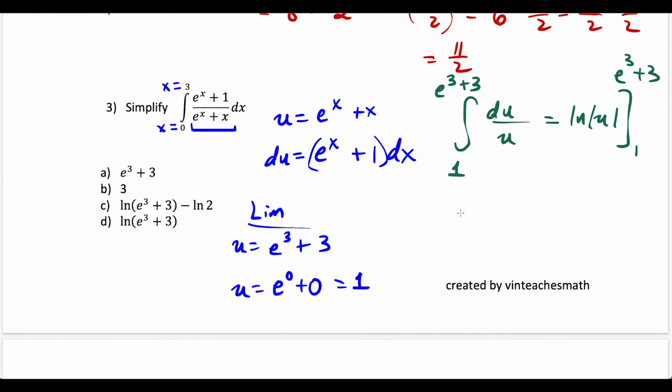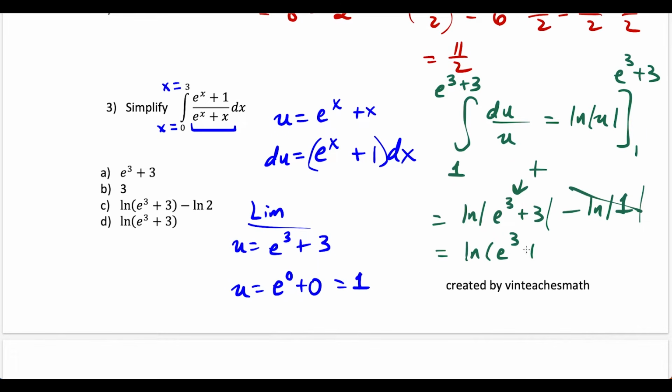And the benefit of doing it this way is that we don't have to switch everything back in terms of x. We could just proceed with these new limits. And now we're going to have natural log absolute value of e to the 3rd plus 3. And then we're going to subtract the result of plugging in 1. And just know here, natural log of 1 is equal to 0. So this piece cancels out. And this is a positive expression here. So we could just write natural log of e to the 3rd plus 3. And this is going to match up with choice D.